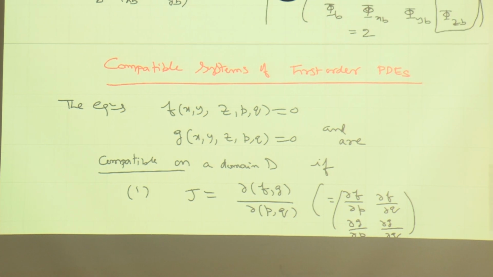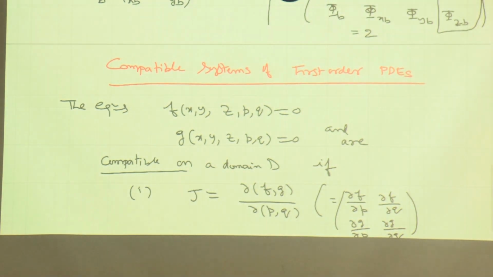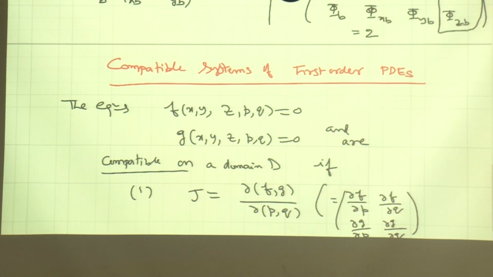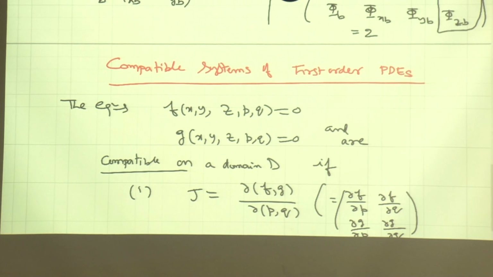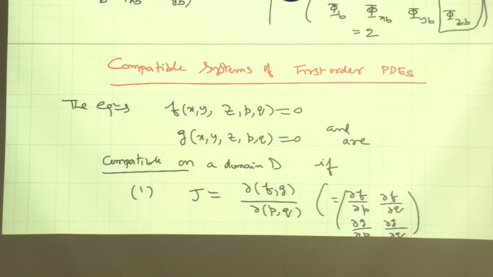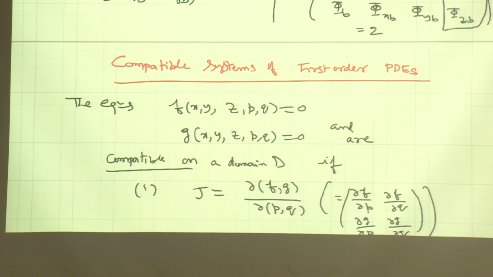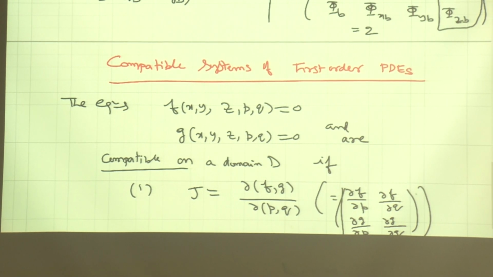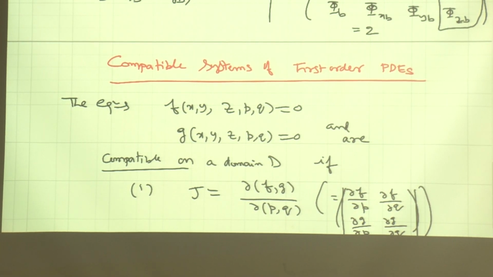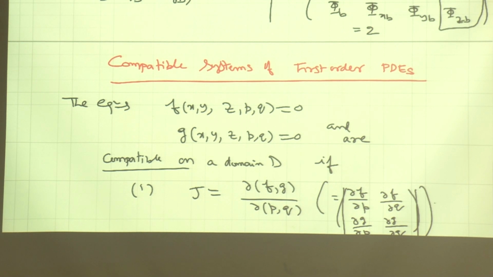So take the first function, differentiate with respect to both the variables, grad f with p and q, put it in the first row. Take the second one. What they are saying is, this means actually the determinant of this matrix, the Jacobian. That's why the indicative J here. That should be non-zero on D.